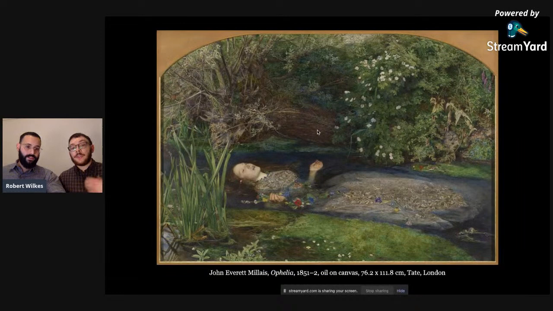So this is a scene from Shakespeare's play Hamlet, showing the death of Ophelia by drowning.